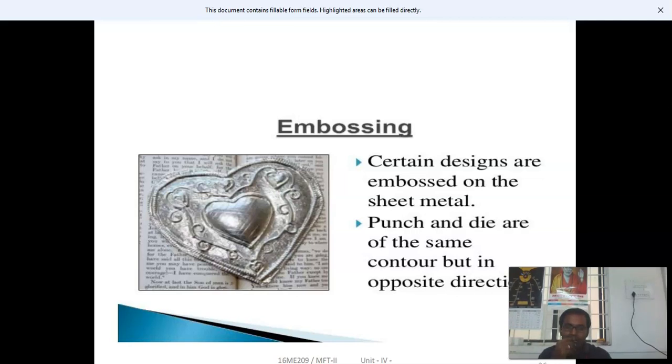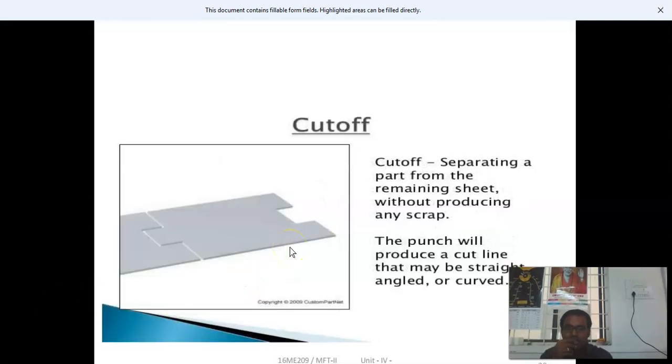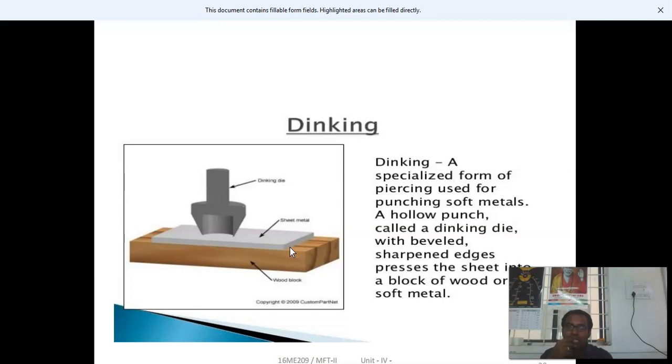Punch and die are of the same contour but in the opposite direction. Next important operation is shaving. Shearing away minimal material from the edges of the feature or part using a small die clearance. It is used to improve accuracy or finish. Tolerances of plus or minus 0.025 mm are possible. Next is cutoff. Cutoff is separating a part from the remaining sheet without producing any scrap. The punch will produce a cut line that may be straight, angled, or curved.